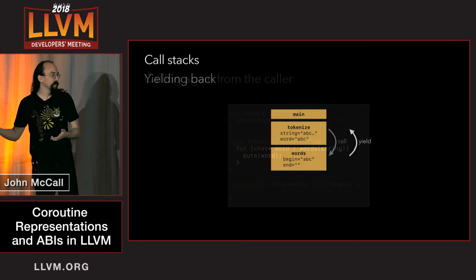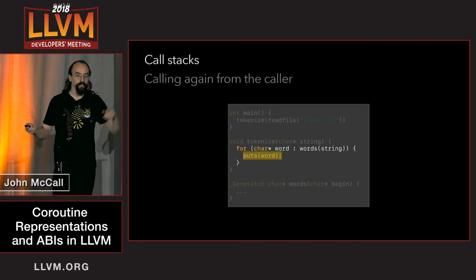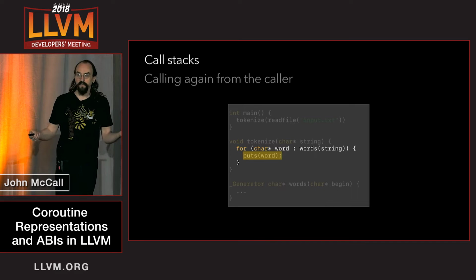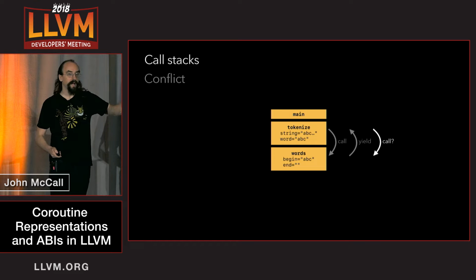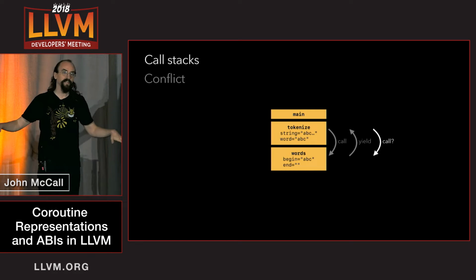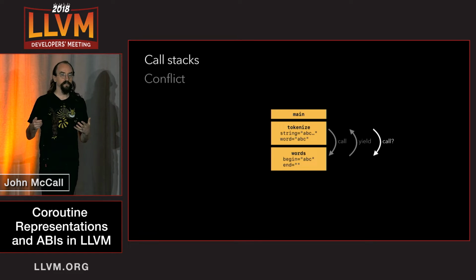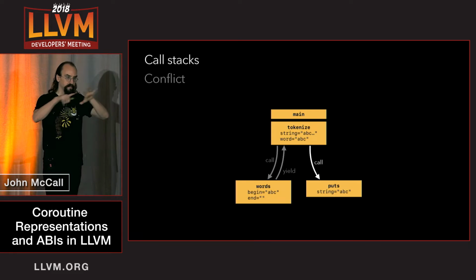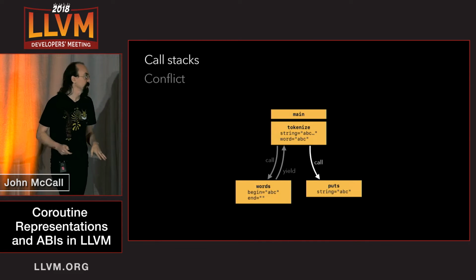What do we do back in tokenize? Well, we call another function while we've been yielded back to. So this is tricky because if you're used to an ordinary call stack, this doesn't really quite work. We're calling back, we've already got something in that position on the call stack, so it's not really a stack anymore. And this is one of the fundamental tensions of coroutines, is that you need to be able to deal with this divergent, not really stack behavior.